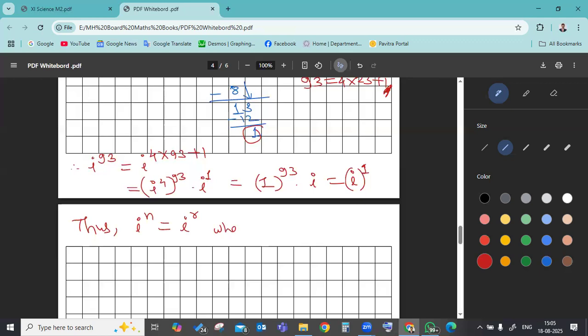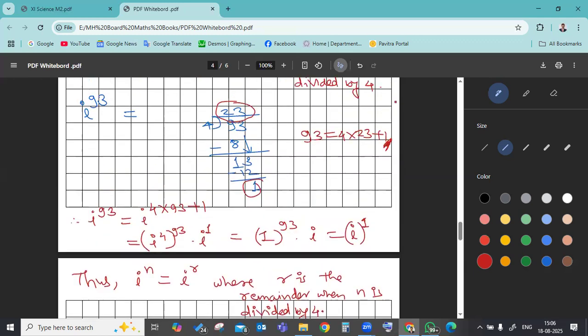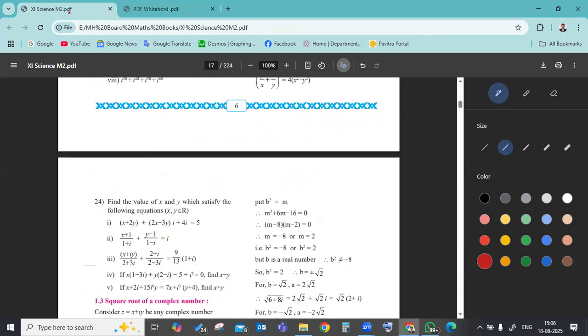So for any N, we have the formula i raised to N is equal to i raised to R, where R is the remainder when N is divided by 4. Okay. Understood this? Yes or no? Have you understood this?